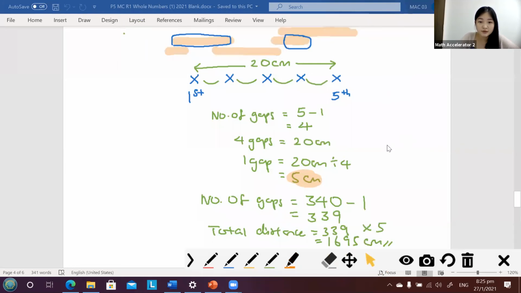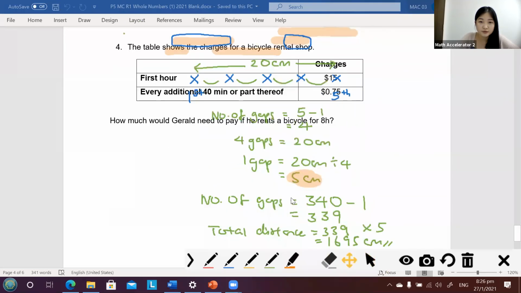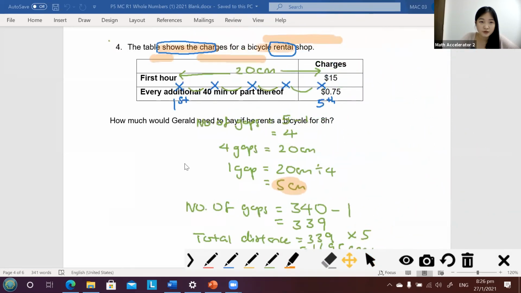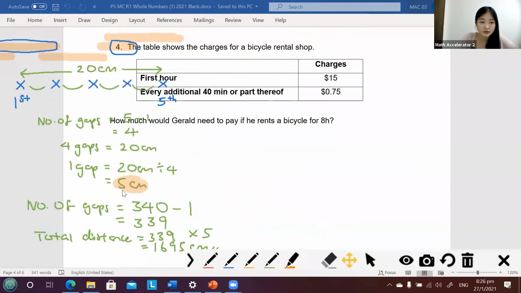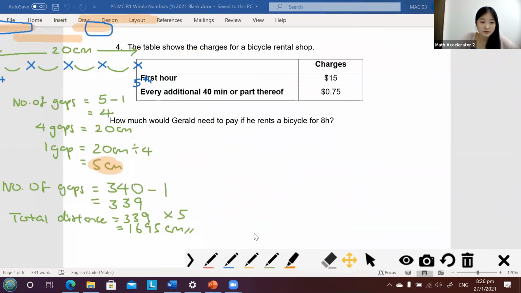Let's go on. Go to your question 4. Are you all done with this? Can I clear it? I'll quickly finish it up, then I'm going to erase it.